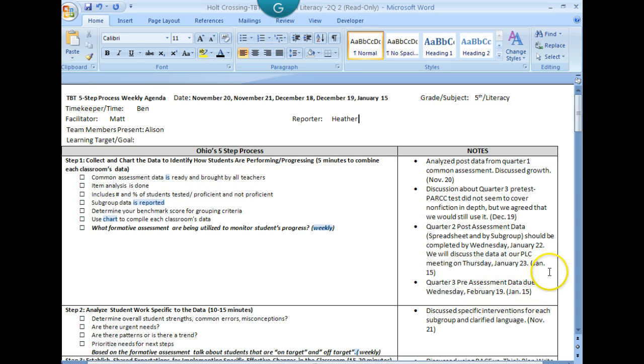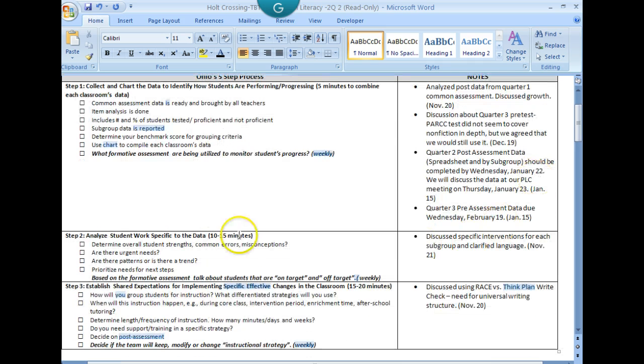For instance, step 1, it looks like on December 19th in step 1, they had a discussion about quarter 3 pre-test post-test assessments. In step 2, on November 21st, they were on step 2, and they had a discussion about specific interventions for subgroups and clarified language.